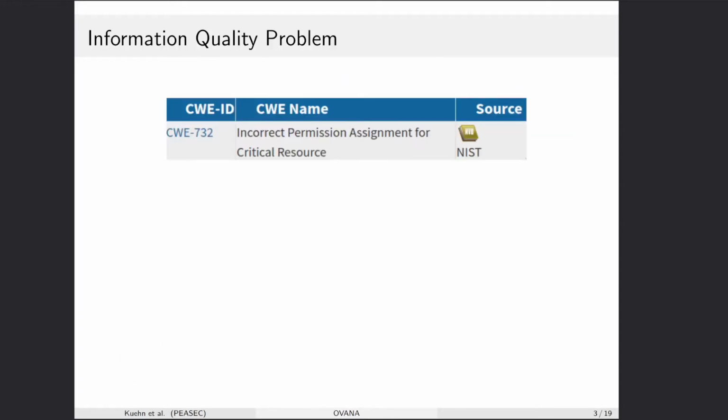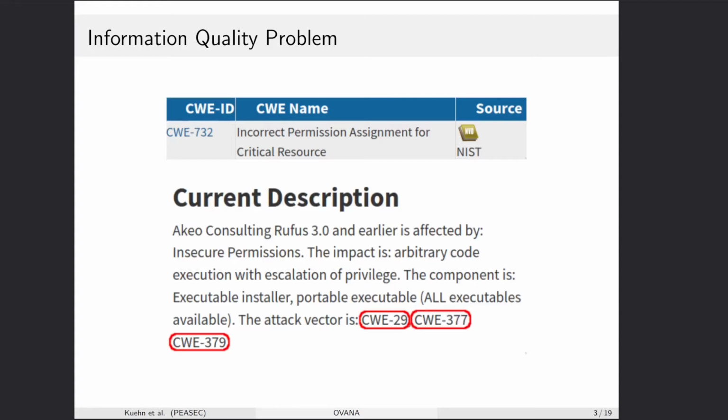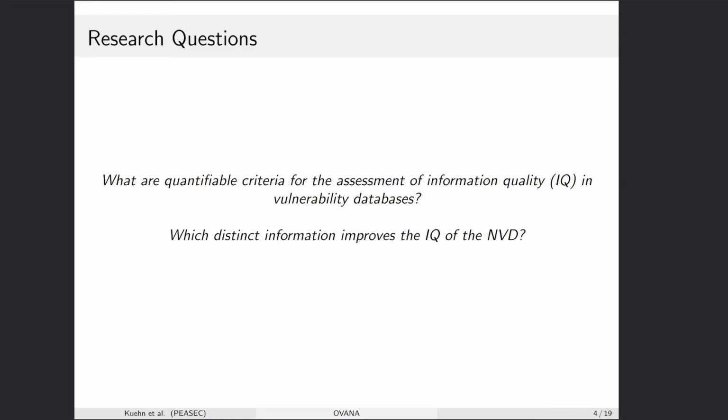And this vulnerability already has an information quality problem, because the structured information for the weaknesses covers only the CWE ID 732. However, the description also states additional weaknesses, here marked in red, which could be related to this vulnerability but aren't. And this brings us to our research questions. What are quantifiable criteria for the assessment of information quality in vulnerability databases? And which distinct information improves the information quality of the NVD?